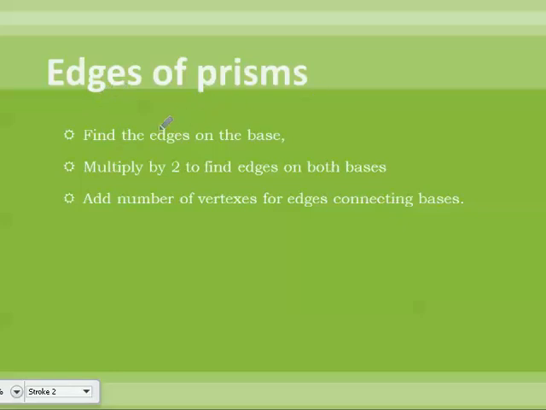So, edges of a prism. If it tells you to find the edges on the base or the edges on the sides of a prism, what it's going to do is draw a prism for you, like this. It's going to label each one of the sides A, B, C, E, F, G, H. Okay, I've got all my points labeled now.